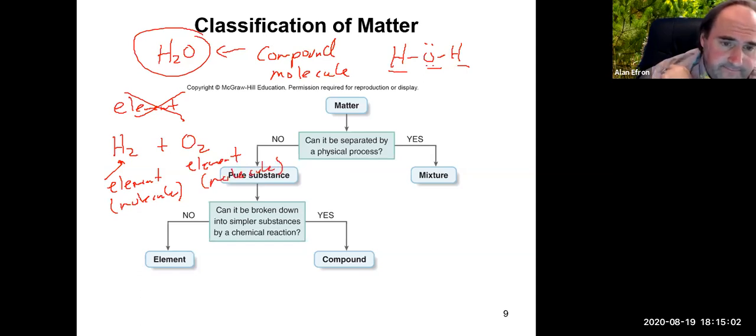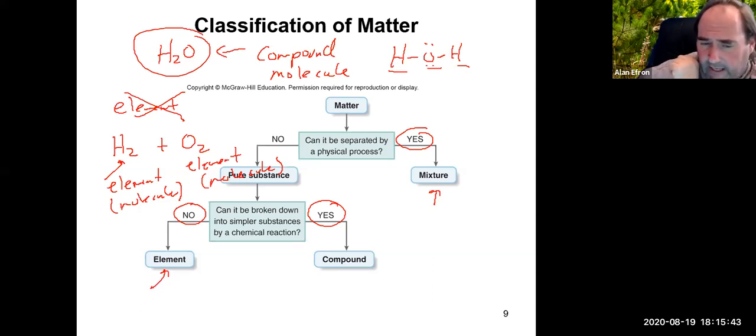Now, when we talk about molecules, or we talk about compounds, we can break them into elements. But as soon as you get to elements, you can't go any further. So that's what this little decision tree is here. If matter can be separated by physical means, then you have a mixture, like our homogeneous or heterogeneous we talked about. If you can't separate them by physical means, then you have a pure substance. And if you can break it down into simpler substances, then you have a compound. If you can't break it down into simpler substances, then you have an element.